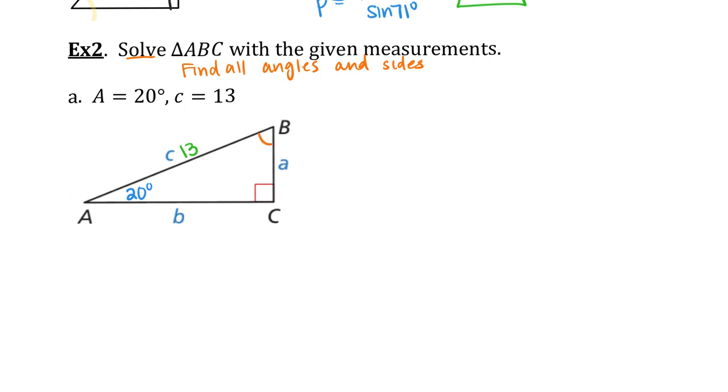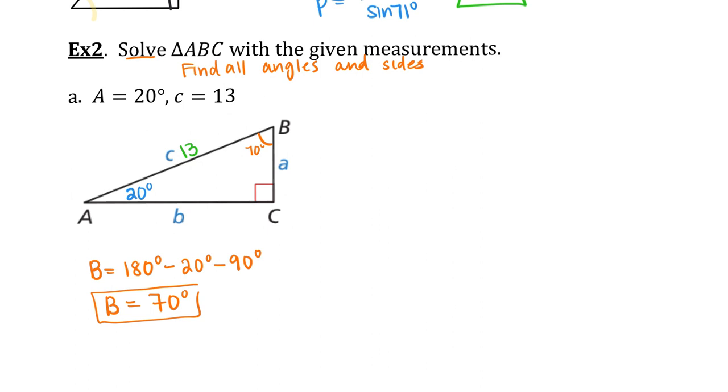What do the angles of a triangle add up to? They add up to 180. Because if I want angle B, I'm going to do 180 degrees and minus the 20 degrees for angle A and minus the 90 degrees for angle C. So 180 minus 110 is 70 degrees. Now I know that this is 70 degrees. So I'm done, I found all the angles.